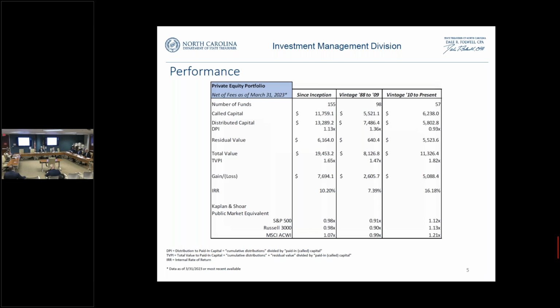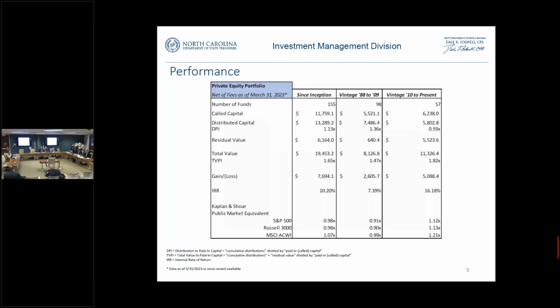That was done in the 2010 timeframe, and that crushed that performance. We were a seller. We did a secondary. We sold at the wrong time in the market, but it was kind of forced because we were over allocated. So those earlier vintages did not perform well.